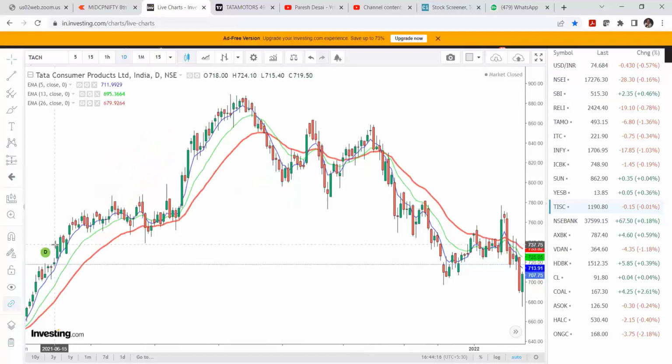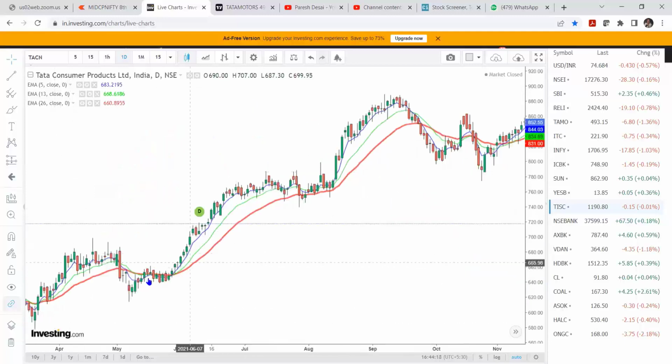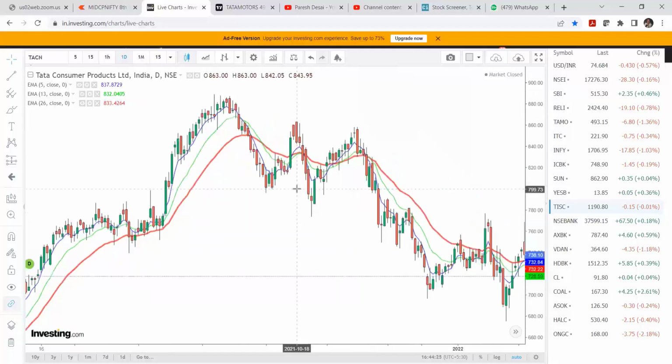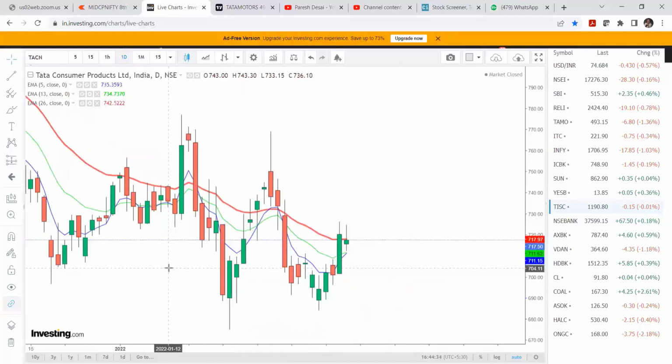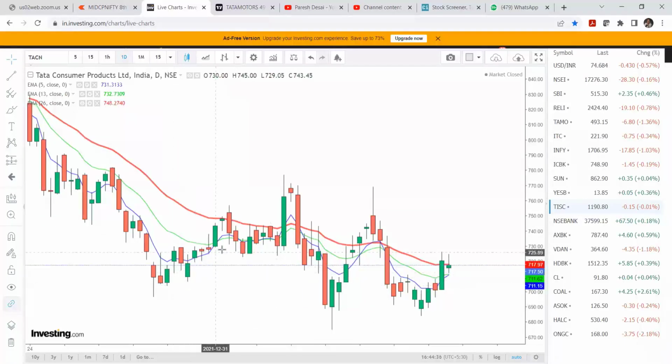What I find now is that the price here, since a long time, from here to here the price went up, it was in an uptrend. And right now it is in a downtrend because there's a huge correction in this stock, Tata Consumer. Now if I'm looking for an entry, only 5 EMA is not sufficient. Can you see the price goes above 5 EMA, again comes below, again up and again down.